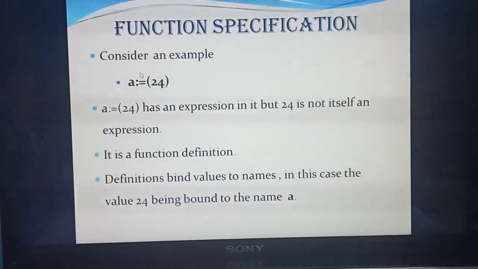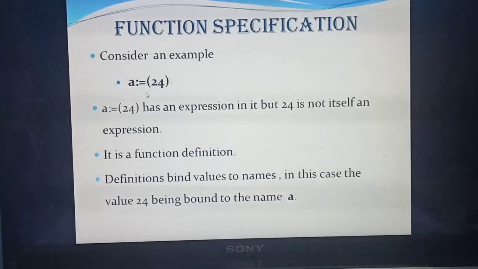A colon equal to 24. Normally consider one example, A equal to 5. What's the meaning of A equal to 5? The value of A is 5. B equal to 10. What's the meaning? The value of B is 10.